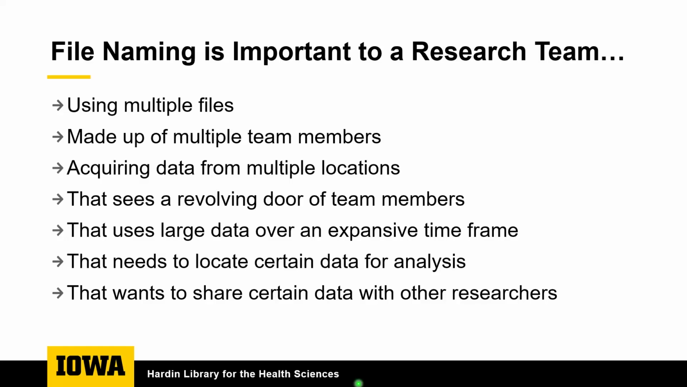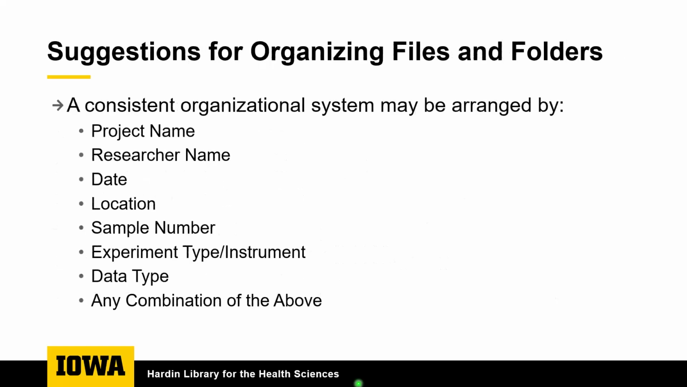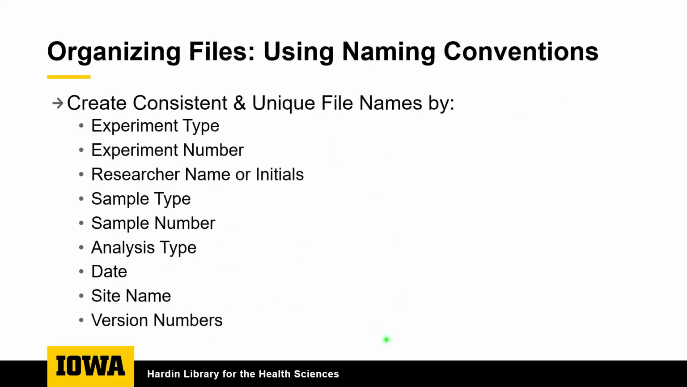Plus, different data might need to be analyzed at different times and/or by different team members, as well as data might need to be found so that it can be shared with other researchers after the project is completed. You should meet with your team and decide on a file naming convention before conducting your research, because as you can see on these slides, there are many different ways to create appropriate file names, and you want everyone to be on the same page.